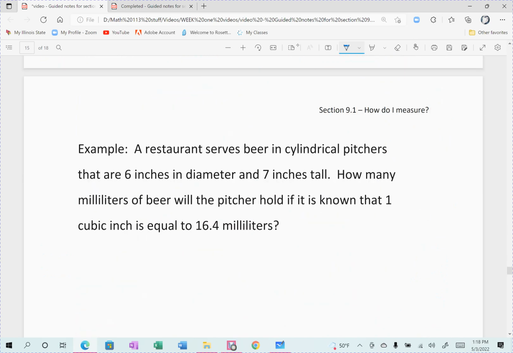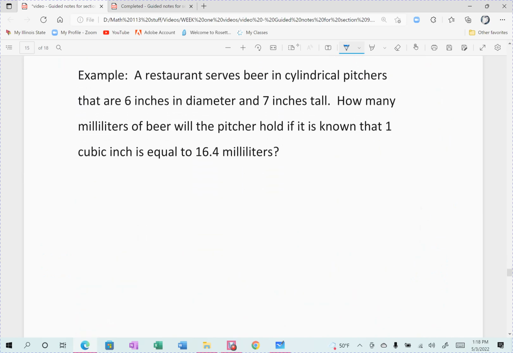All right, next example. A restaurant serves beer in cylindrical pitchers, so it's a cylinder, that are 6 inches in diameter, 7 inches tall. How many milliliters of beer will the pitcher hold if it is known that 1 cubic inch is equal to 16.4 milliliters? There are two parts to this question. First, find the volume, how much beer it will hold. You can do that in inches, because they give you inches.